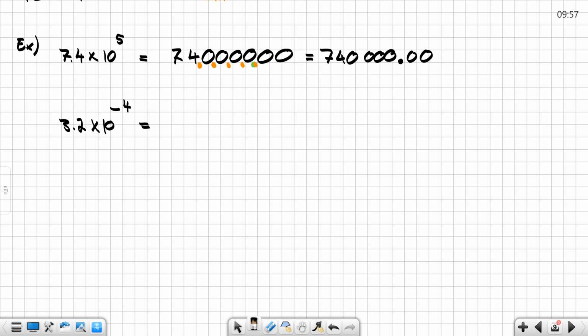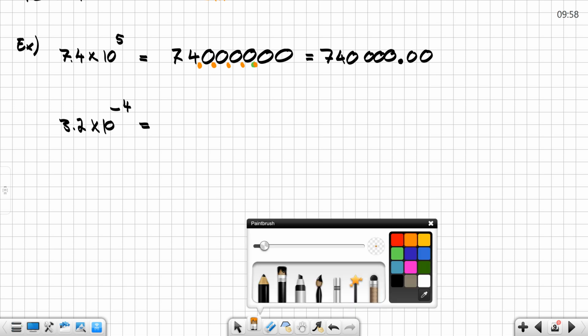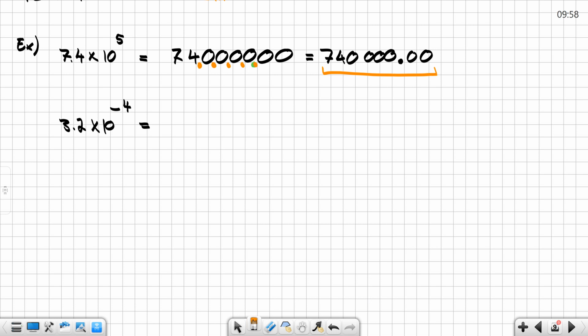This is the same number as before. Don't get me wrong here. This number and this number are the same number. It's just written in a different form. And you can imagine, the more zeros you have in front of the decimal, the longer this would get. And this right here, I would just have to add the exponent.